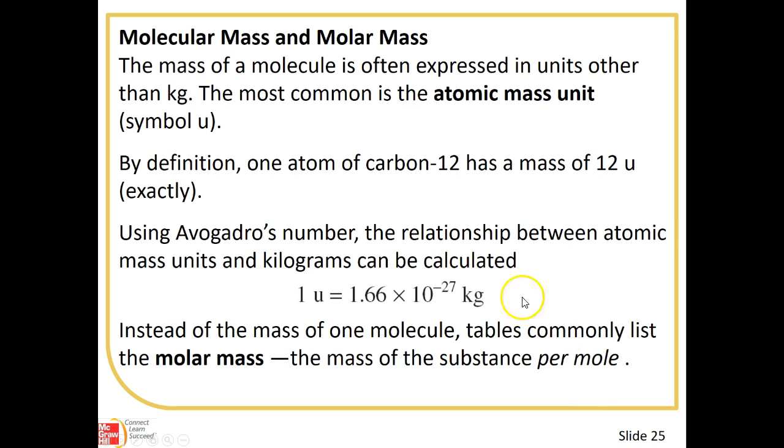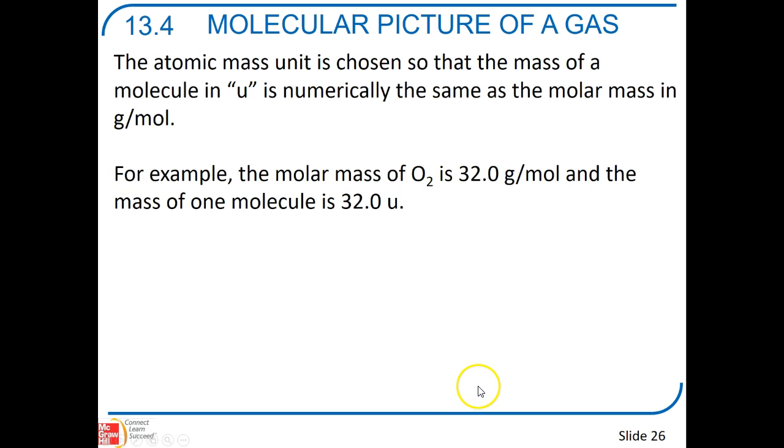So let's go ahead and take a look at molecular mass and molar mass. The mass of a molecule is usually expressed in something other than kilograms because it's really small in kilograms, as you see here. It's about 1.66 times 10 to the negative 27th. So instead we're going to use the symbol u, and that is an atomic mass unit. When we say one atom of carbon 12 has a mass of 12 atomic mass units exactly, we've based everything on carbon. Tables commonly will give us the molar mass, and that's basically just the mass of the substance per mole.